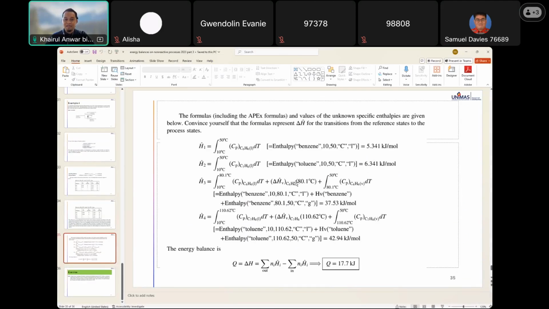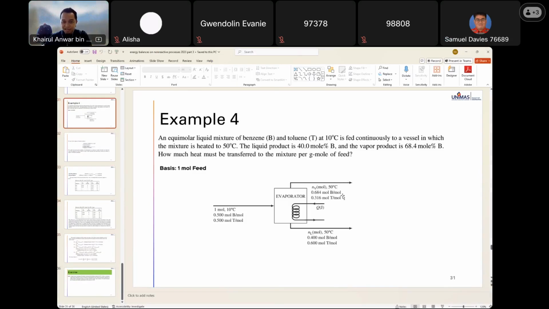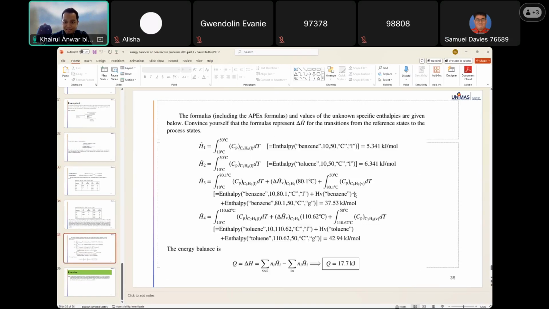Once you elevate it to that temperature, you need to reduce it again. Why? Because your question is at 50 degrees C, the outlet, not 80 degrees C. So 80 goes to 50. So 80.1 is the boiling point. This is for benzene, this is for toluene.